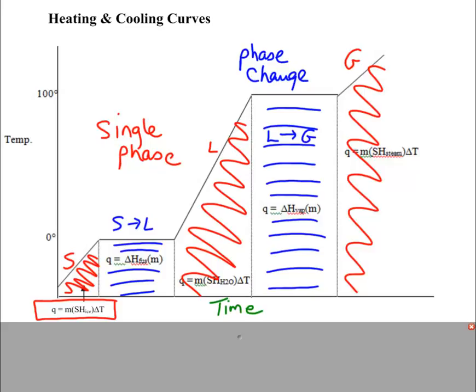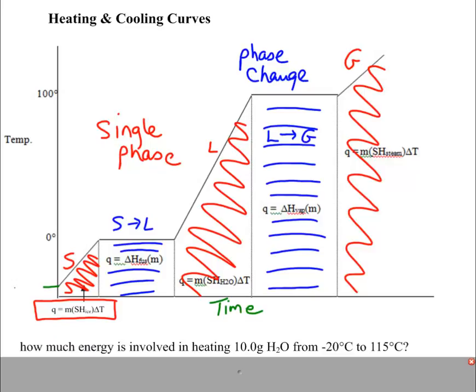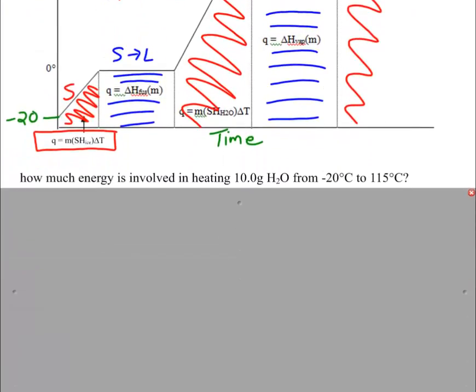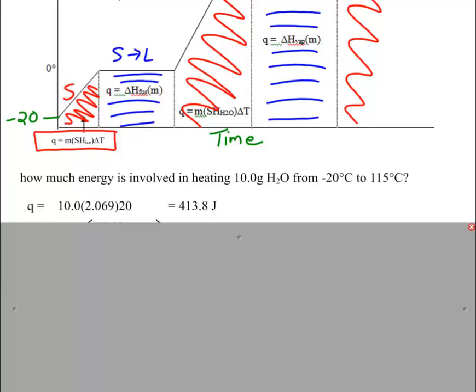So I want to find out how much heat energy is necessary to take 10 grams of water from minus 20 degrees Celsius to plus 115 degrees Celsius. So I start here. This is minus 20 degrees Celsius. I end here. This is 115 degrees Celsius. So how do I go about figuring that out? Well, I've got 5 equations for the 5 different parts of my graph. So I want to find the heat involved in each part of my graph, and then I'm going to just add them all together. So I start out with 10 grams of water.